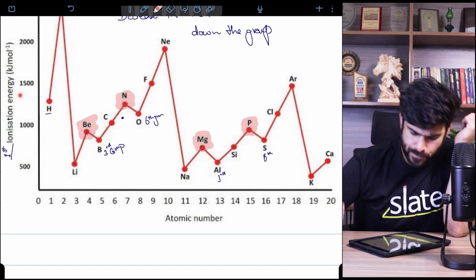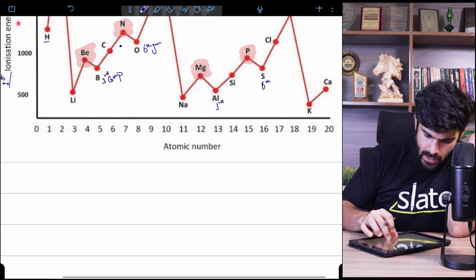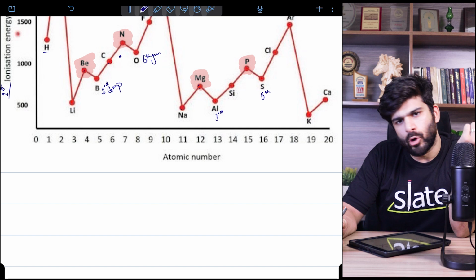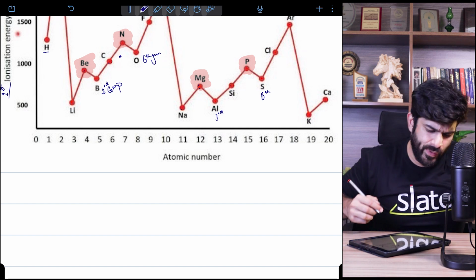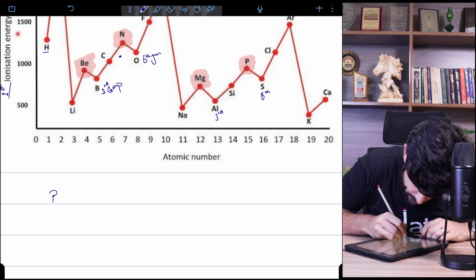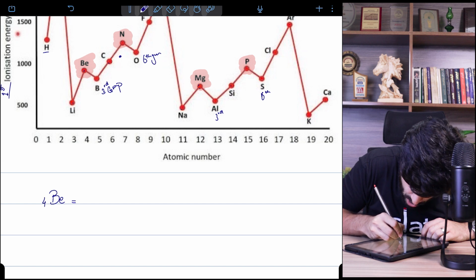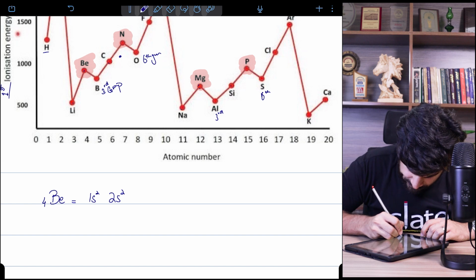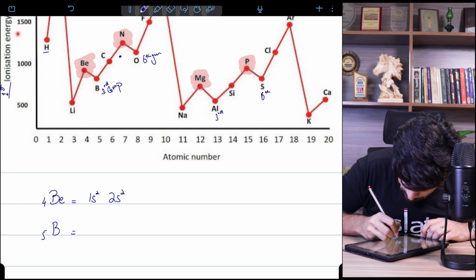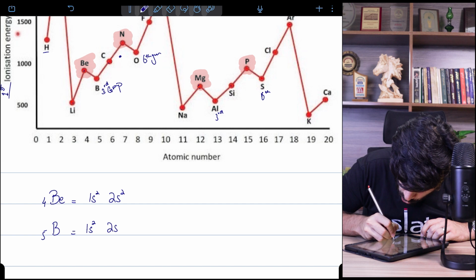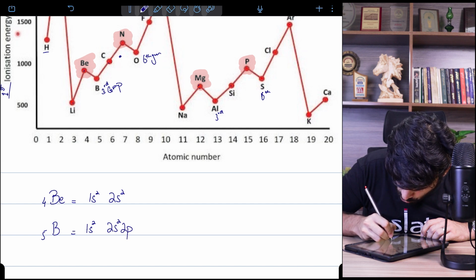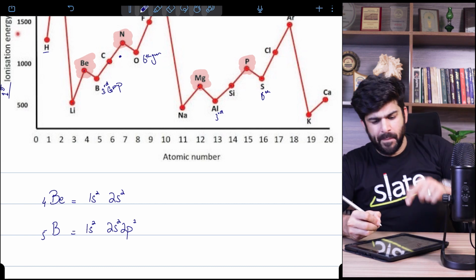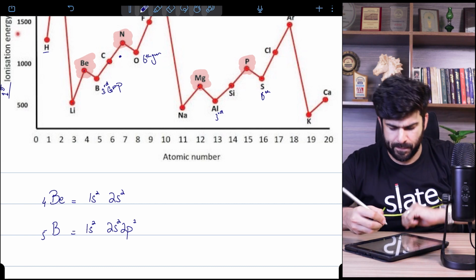What is happening? For that, we need to talk about the electronic configuration. Let's look at that. We have beryllium: 1s2, 2s2. And then we have boron, 5: 1s2, 2s2, 2p1. If I compare this with magnesium and aluminum, they are the same.